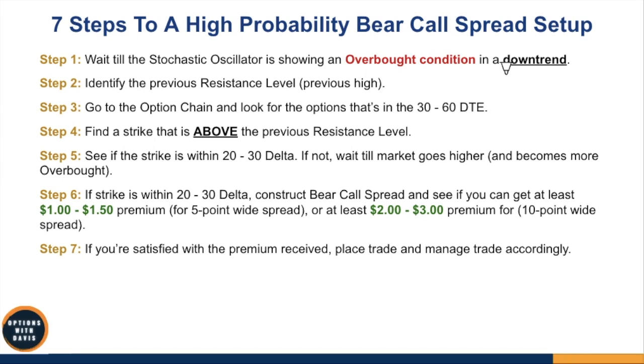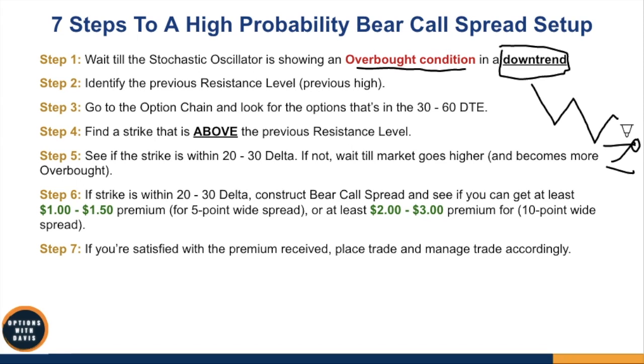And ideally, we want this to be in a downtrend, right? Because in a downtrend, the market wants to basically go down. So ideally, we want to look for the overbought condition in a downtrend. That means the market is going down, making lower highs and lower lows. And at this point, maybe you see that the market is in an overbought condition, right? You have the indicator, maybe the line is over down here and it's overbought. So this is a very good area for us to identify a bear call spread.